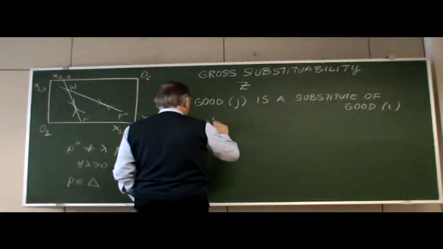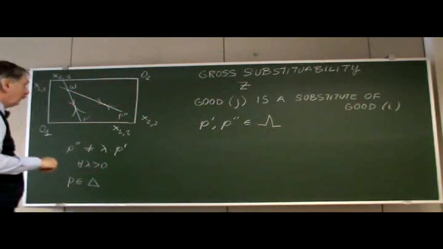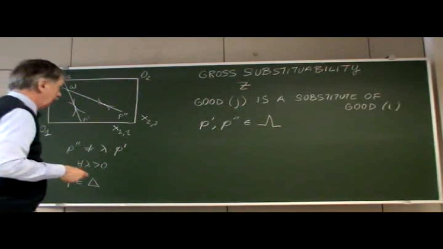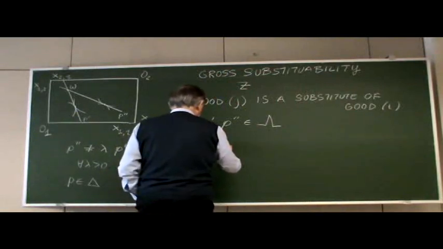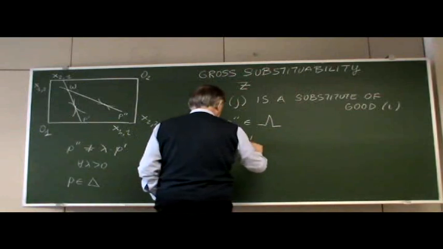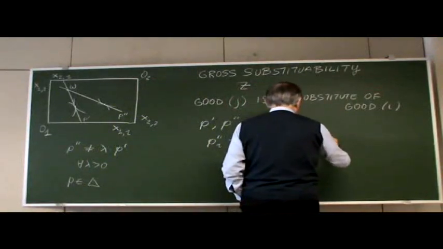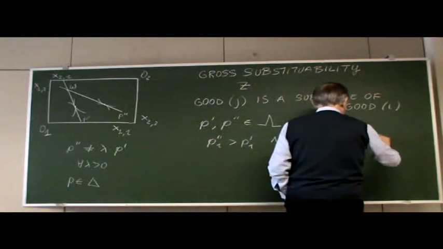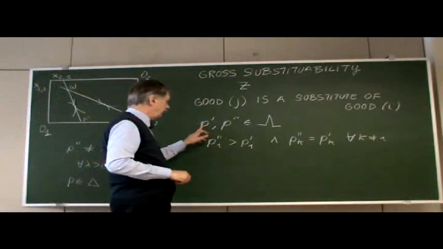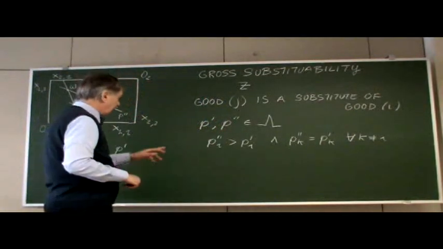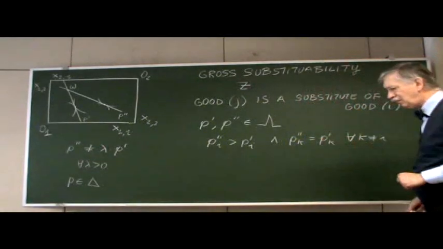Consider any two price systems, P prime and P double prime, and suppose that P double prime I is, for example, greater than P prime I, and P double prime K is equal to P prime K for every K different from I. In other terms, when you pass from the first to the second price system, the price of good I increases while all the other prices remain unchanged.